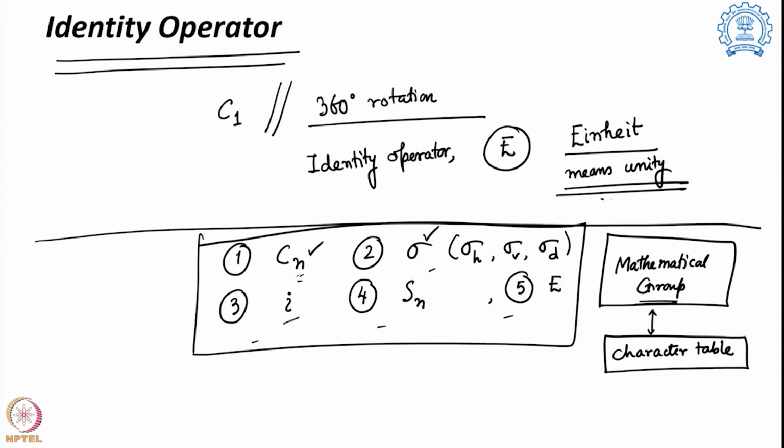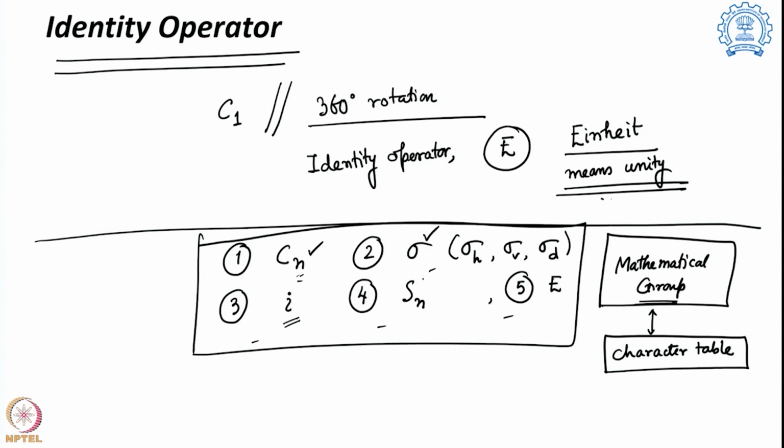Then we have this center of symmetry I, which is nothing but reflection through the center of the molecule, and it allows us to get a superimposable and indistinguishable form if it is present. The center of symmetry typically sits in the center of the molecule, but it does not really need to have an atom present over there. For an example, benzene does not have it.